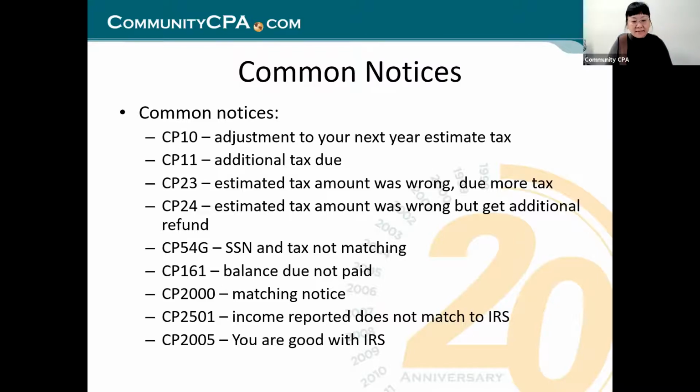We're matching the data pre-filing the taxes, right? CP 2501, this is income reported that doesn't match the IRS, pretty serious. Income reported just means that your W-2, your interest, your dividend income, and your business income doesn't match the IRS record. That's not good.